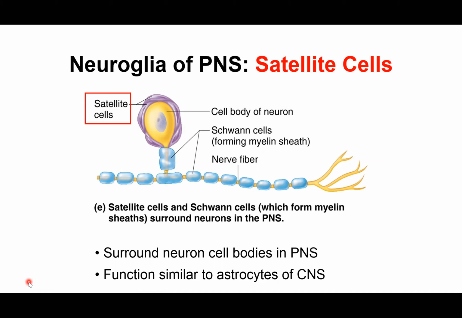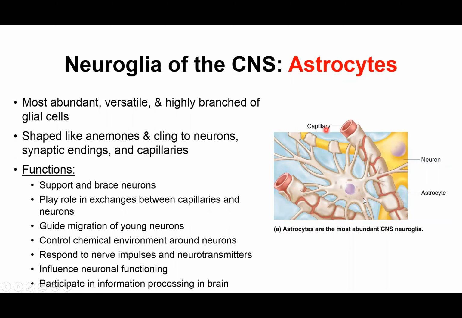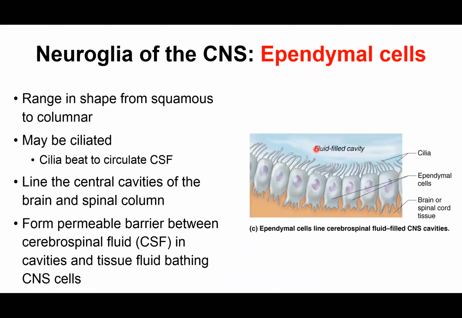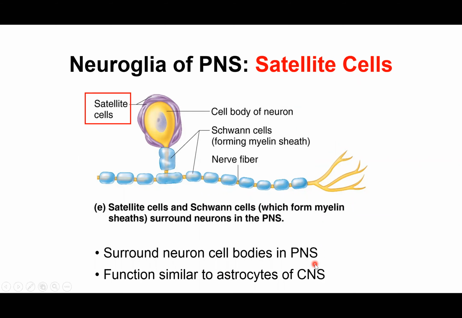Now we can move on to talking about the neuroglia of the peripheral nervous system. The first cell type here we'll talk about are satellite cells. Satellite cells basically surround neurons in the peripheral nervous system, and they function similar to the astrocytes of the central nervous system. So if you can't remember what the astrocytes do, remember these are the ones that sort of latch on to the capillaries and the neurons, and they help with gas exchange and chemical environment. These satellite cells are doing very similar things, the only difference being that they're located in the peripheral nervous system.